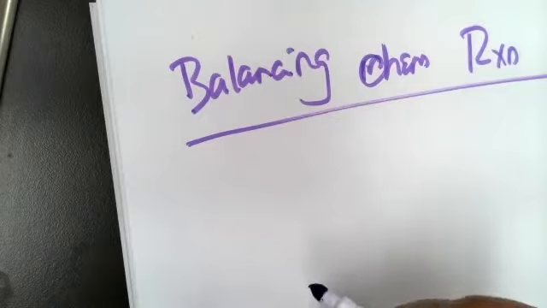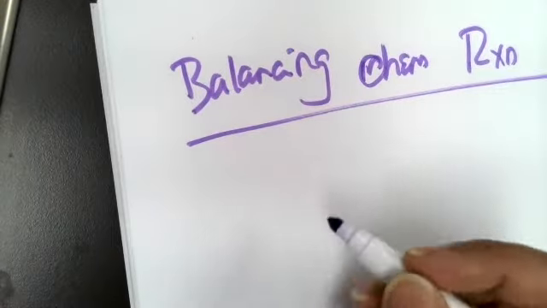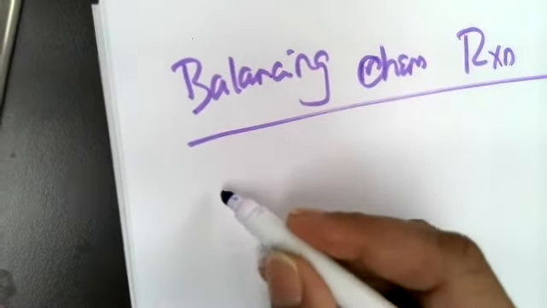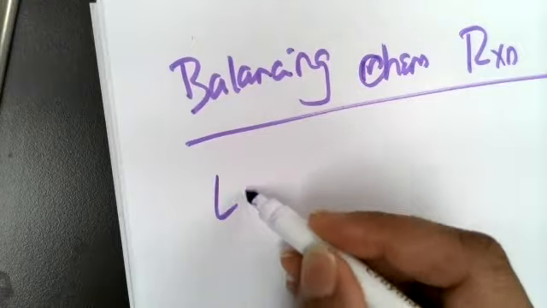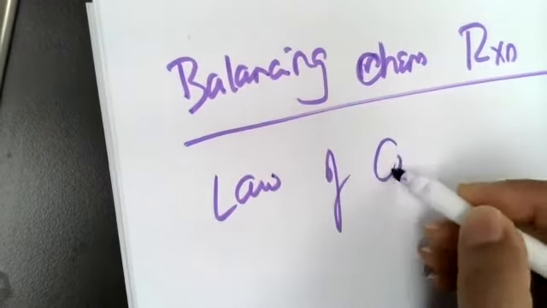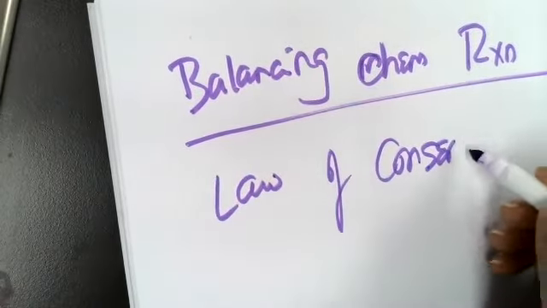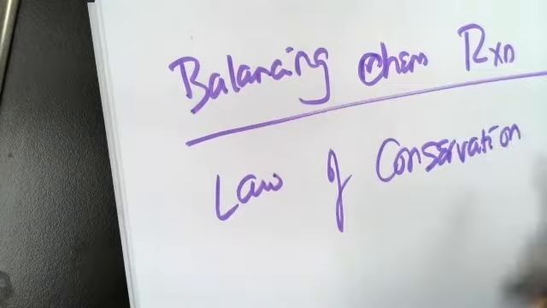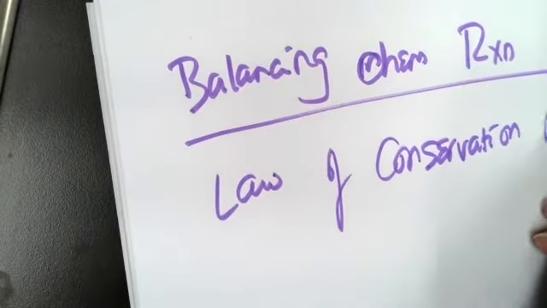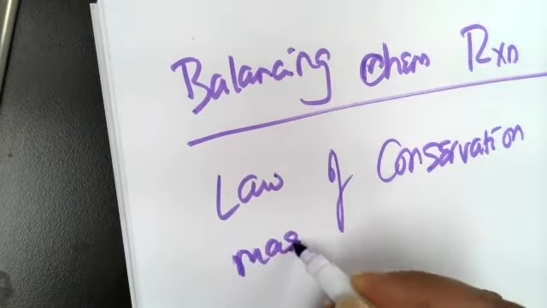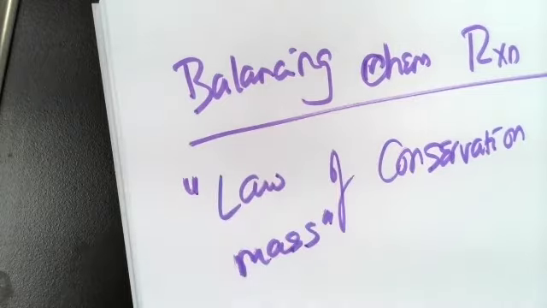The reason you balance a chemical equation or a chemical reaction is because everything follows the law of conservation of mass. The law of conservation of mass basically means that matter cannot be destroyed, nor can it be created.